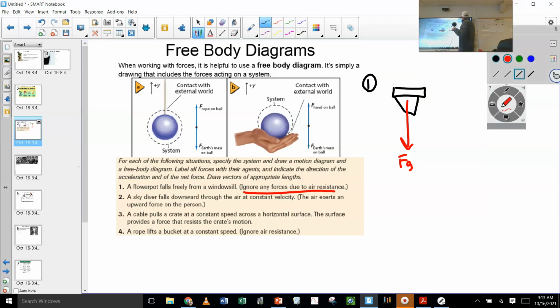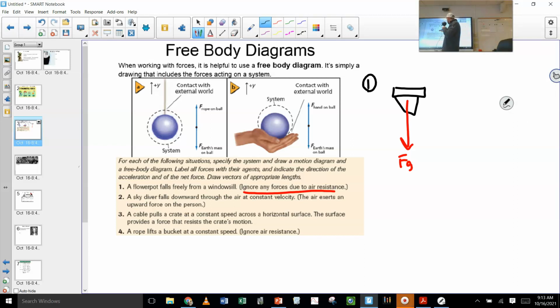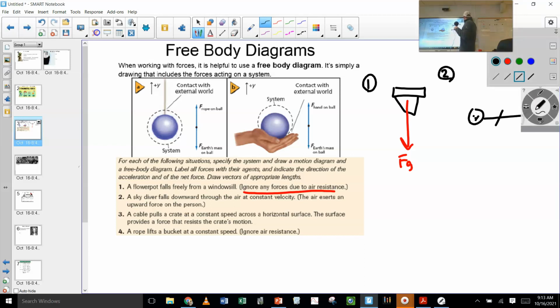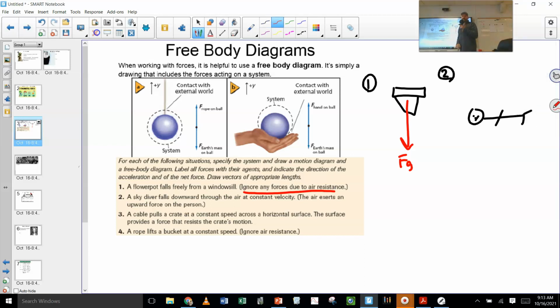Number two. A skydiver falls downward through the air at a constant velocity. It says the air exerts an upward force on the person. So here's my skydiver, and then we'll draw the forces. When you're making a free body diagram, this is a force that will always be there. There is no place in the entire universe that you can go to escape gravity.